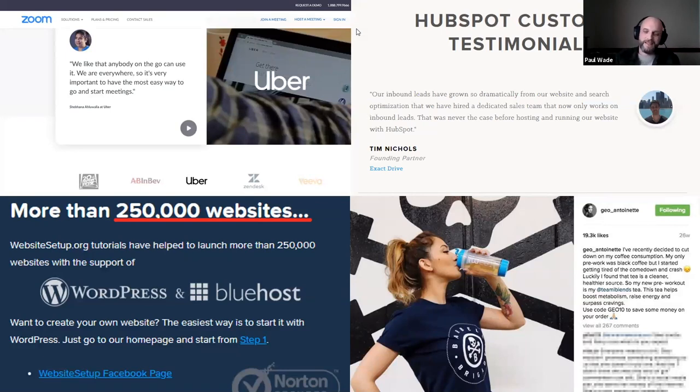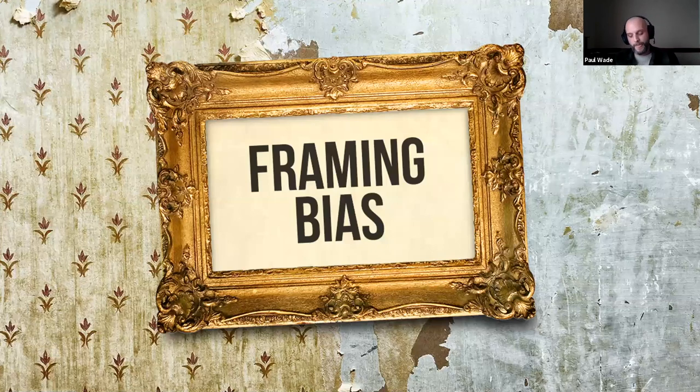So the next bias is, I would say, more common than the bandwagon effect, but not as well known as the bandwagon effect. And it's called the framing bias. Now, the framing bias is simple. The framing bias is simply making a decision based on how the information is presented to you rather than the information as a whole.